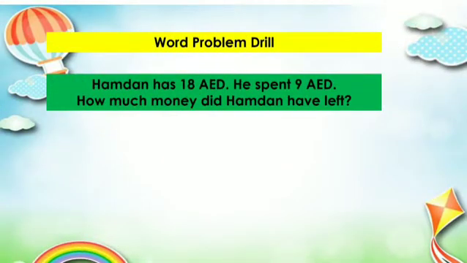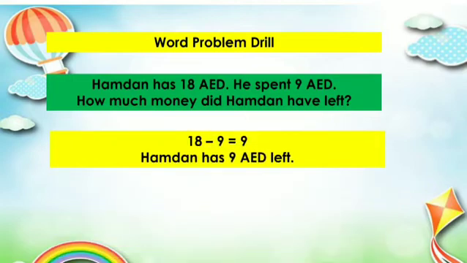Word problem drill. Hamdan has 18 dirhams. He spent 9 dirhams. How much money did Hamdan have left? Excellent answer. 18 minus 9 equals 9. Hamdan has 9 dirhams left.